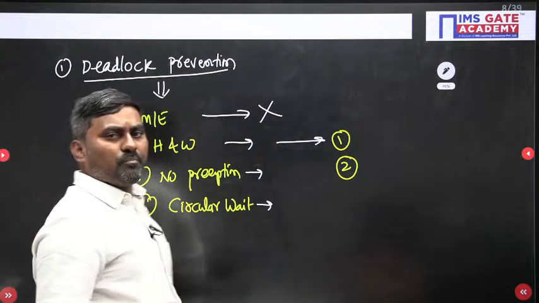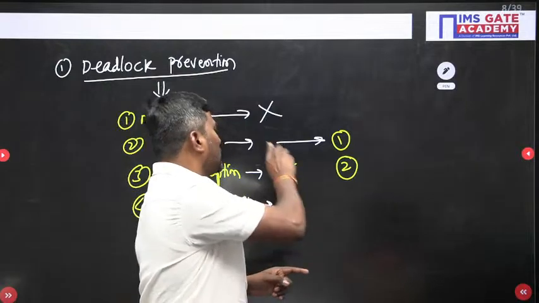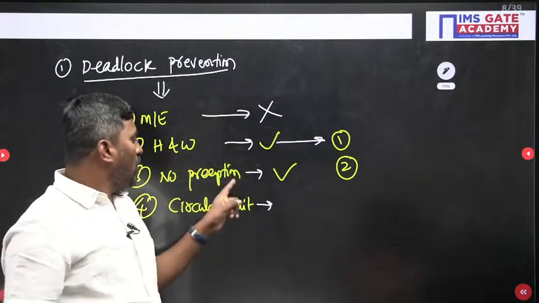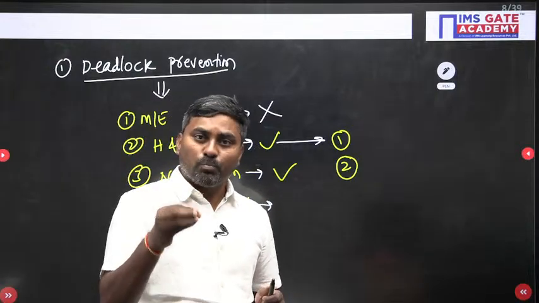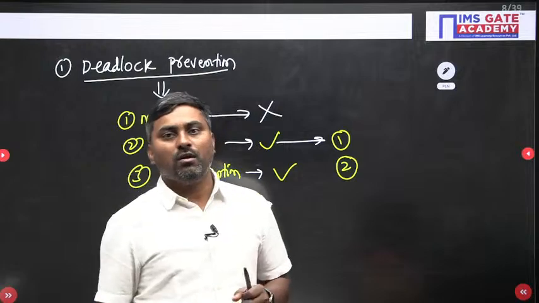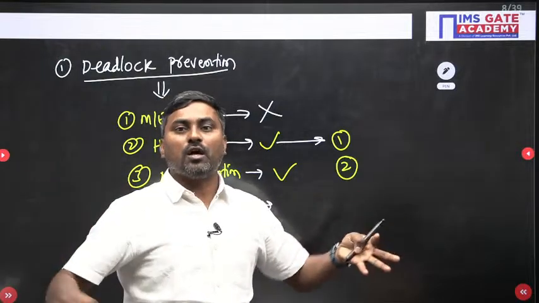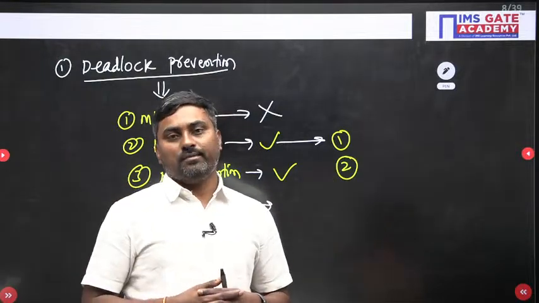Now, no preemption, the third one. This also can be used, one of them. No preemption: simply allow preemption of resources. A process should preempt the resource and give it to another process. The other waiting process can use it, and the process releases all of them. This process can be resumed later.